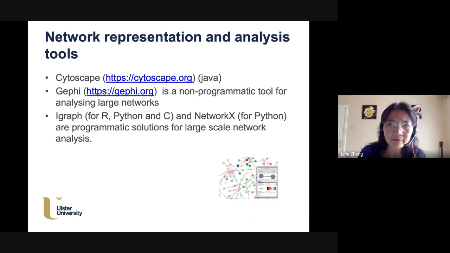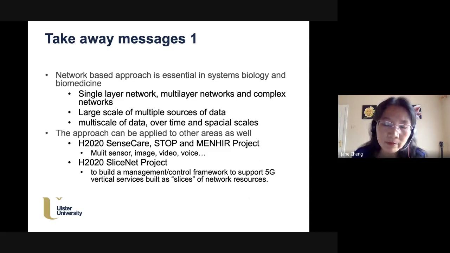Sometimes when my students run the network, they will leave it in the lab and go home, just keep it running for a day or two sometimes even. And there are other programmatic solutions for the analysis, where you do the programming yourself. One is called iGraph, which you can use with R, Python and C, and the other one is called NetworkX, which you can use with Python. And then, of course, you can use MATLAB as well. MATLAB also has some tools that you can use, and we use MATLAB sometimes as well.